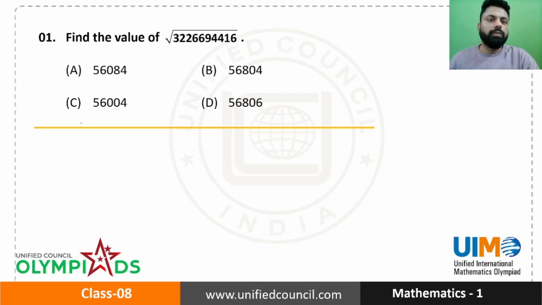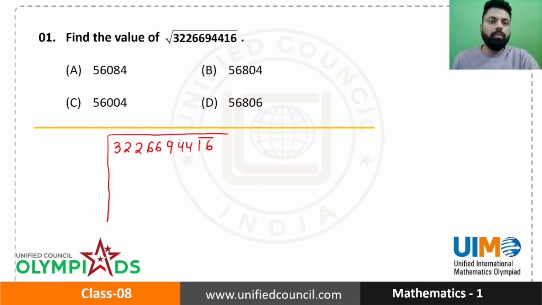Here is the first question. We need to find out the value of the square root of 32266. So we will start making the groupings of 2: 1, 2, 3, 4, 5 groups. 5, 5 times 25.